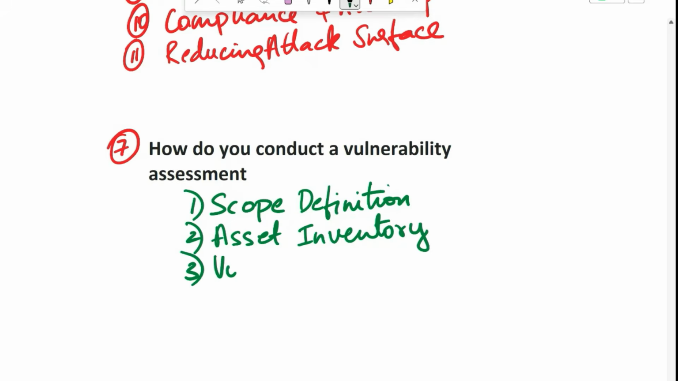Third step is vulnerability scanning. Use vulnerability scanning tools to scan the identified assets for known vulnerabilities. These tools automate the process of identifying vulnerabilities based on their signatures, misconfigurations, and other indicators.